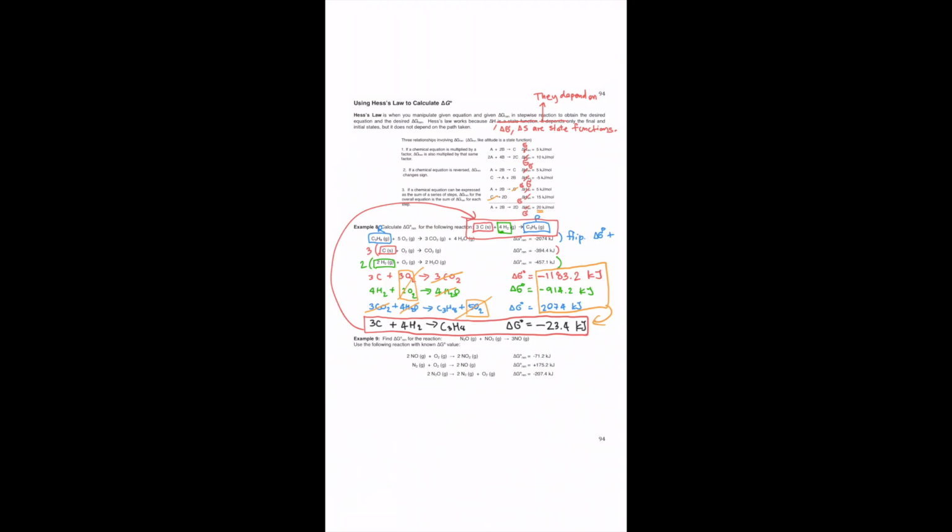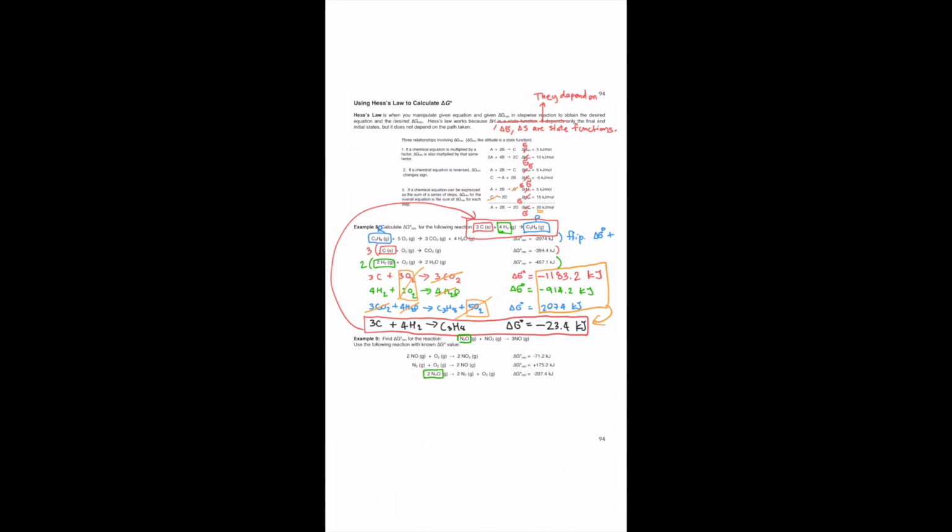Example 9 is an example of Hess's law because there are several equations given, asking you to find delta G of the desired equation. In this case, I'm going to look at one species at a time, and I'm going to avoid the species that appear in more than one equation. So I'm going to take a look at N2O. N2O appears in equation 3.